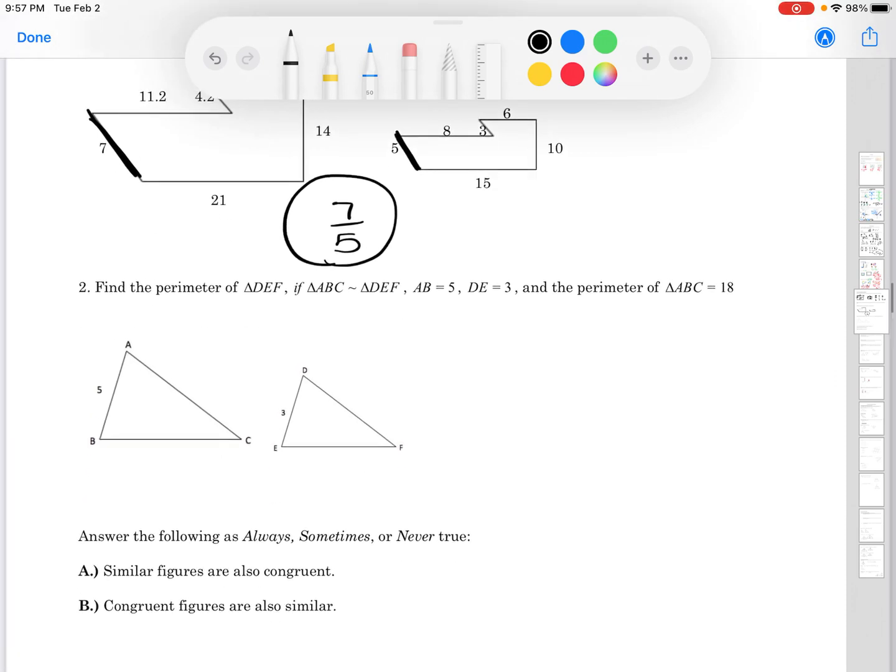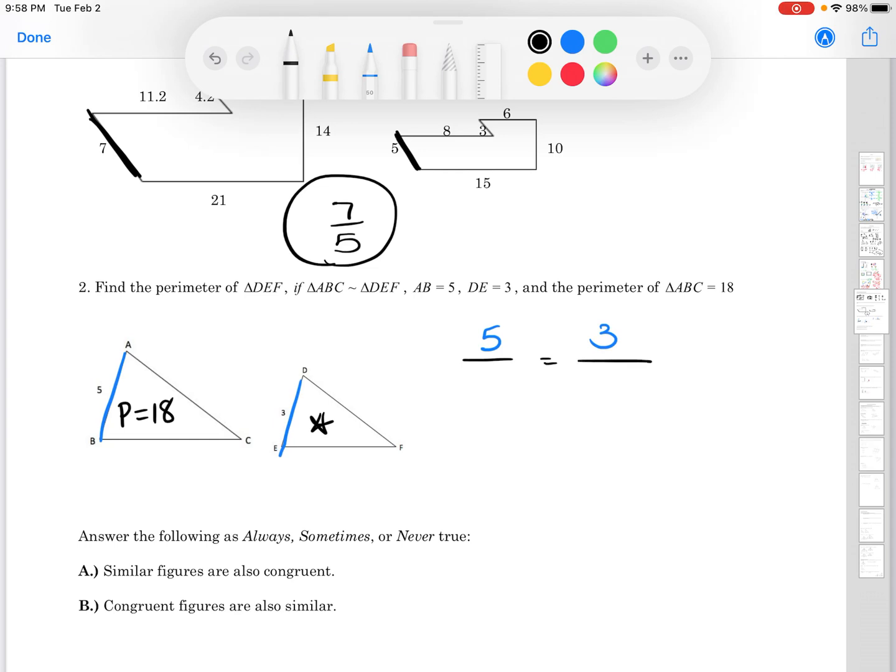All right, and then it says to find the perimeter of triangle DEF. So we want the perimeter of this one over here. AB is 5, DE is 3, and the perimeter of ABC is 18. Remember, we said they are proportionate. So AB and DE should be proportionate. That's 5 to 3. They should have the same scale factor.